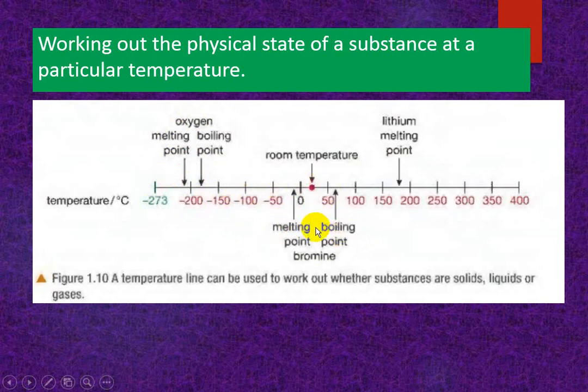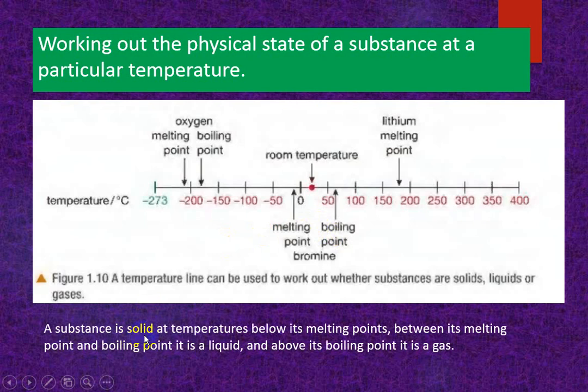So here is the information: below its melting point, a substance is solid. Between its melting point and boiling point, it is a liquid. Above its boiling point, it is a gas.